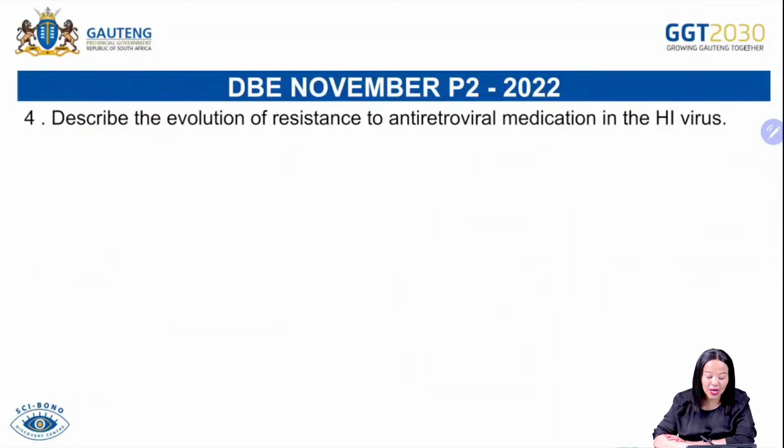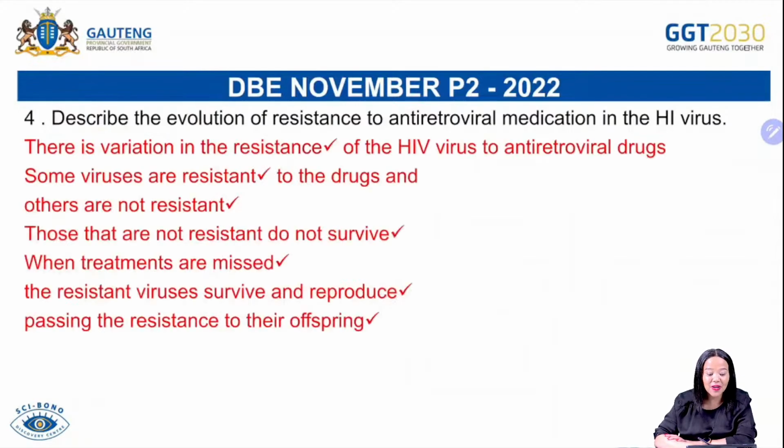What is this question asking you for? This is natural selection. This is evolution in the present time. And remember, whenever we speak of natural selection, what has to come to your mind, learners, is variation. So this is how you need to answer this question: there is variation in the resistance of the HIV virus to antiretroviral drugs. What variation is there? Some viruses are resistant to the drugs, and some viruses are not resistant to the drugs.